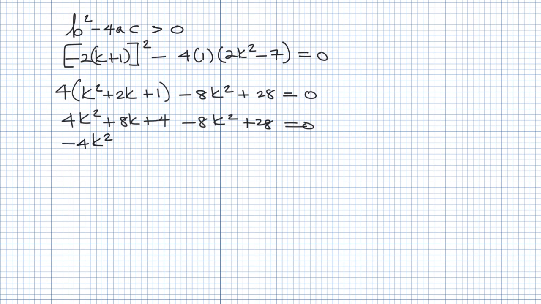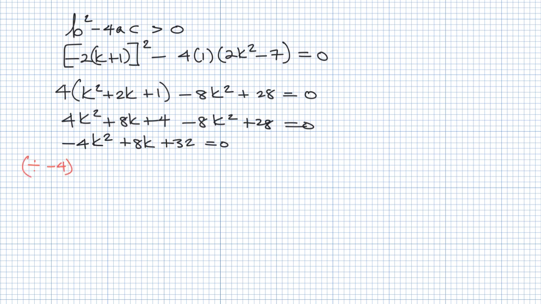Is there anything else we can do? That 8k has nothing to be merged with, so we'll just have the 8k there. And then finally, we have this 4 and that 28, which is going to bring us to 32, and that's going to be equal to 0. Now, before I attempt to solve this quadratic, notice all these numbers are multiples of 4. Always a good idea to try and simplify things. I'm going to divide by minus 4.